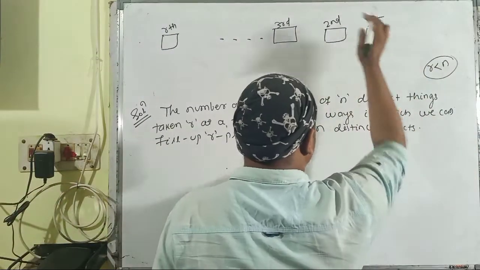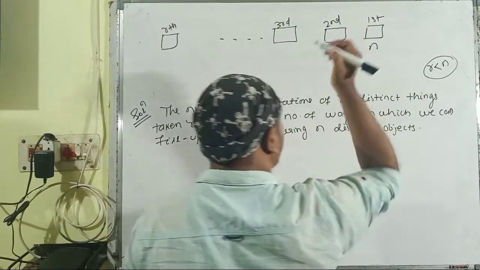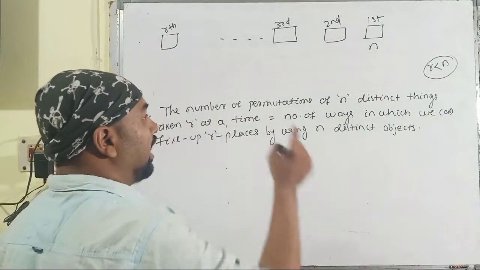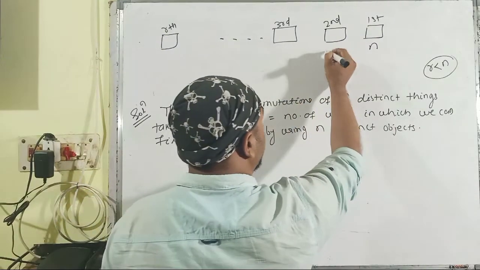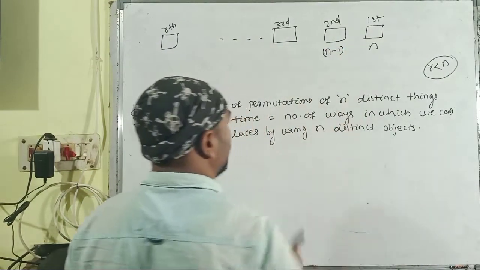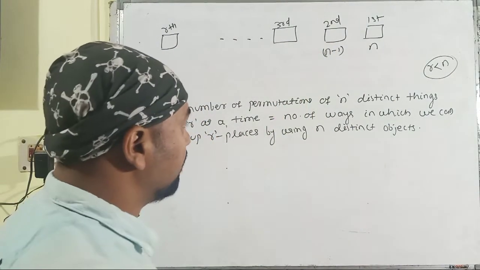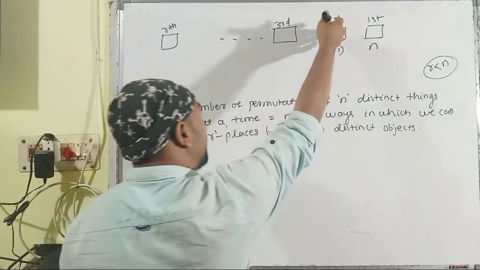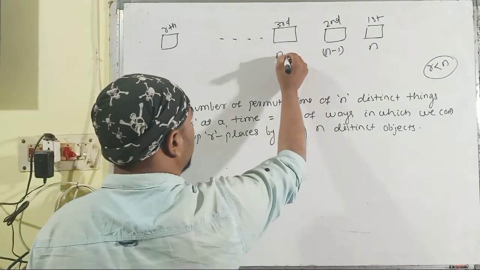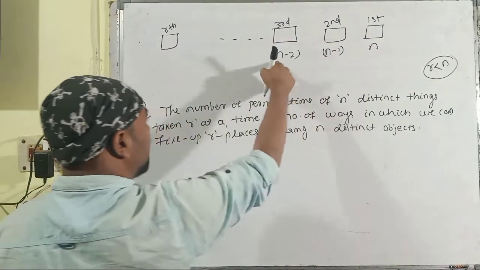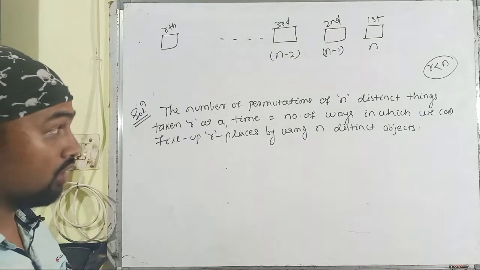So the first place can be filled up in n number of ways. As we have to use distinct digits, the second place can be filled up in n minus 1 ways, one less than the first place. Then again, one object is filled up here and the remaining objects are n minus 2, so the third place can be filled up in n minus 2 number of ways.